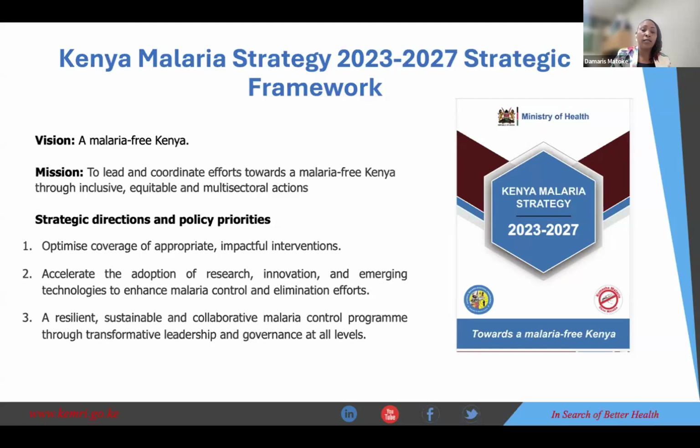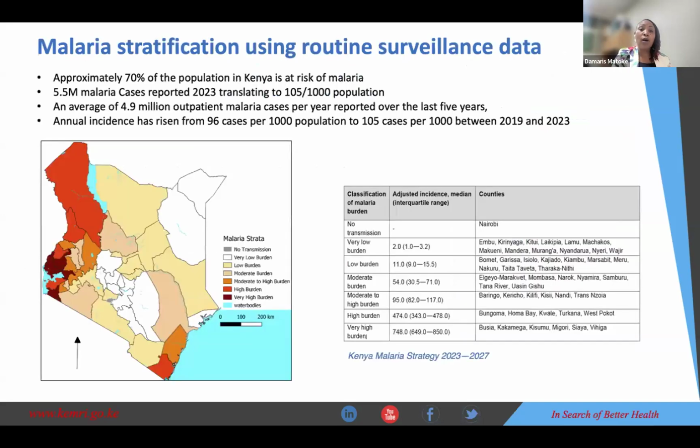So that's the Kenya strategy. It was launched recently, and that's how it is formulated, and it cuts across epidemiological, entomological, social behavior change, and also chemotherapy. So as far as malaria prevalence is concerned in Kenya, from the data we have, based on the active and passive surveillance that has been done in the country, it indicates that approximately 70% of the Kenyan population is at risk of malaria.